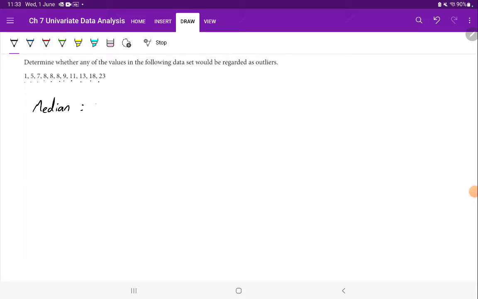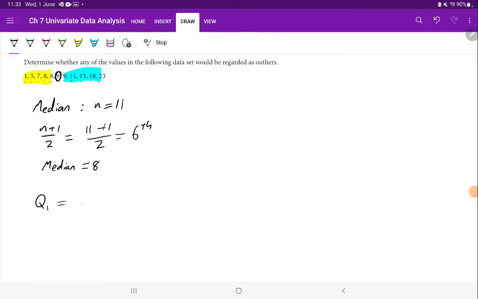So n equals 11, n plus 1 over 2. 11 plus 1 over 2 is the 6th position. So 1, 2, 3, 4, 5, 6. So the 6th number is that. We now have our lower set and our upper set. So the median is 8. We actually don't need the median, but it's good to be consistent and get into good habits.